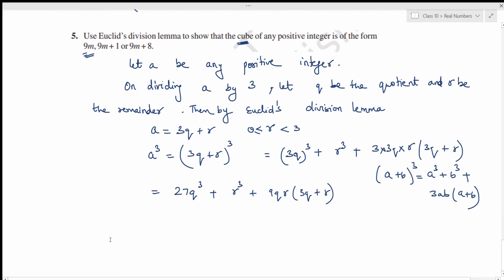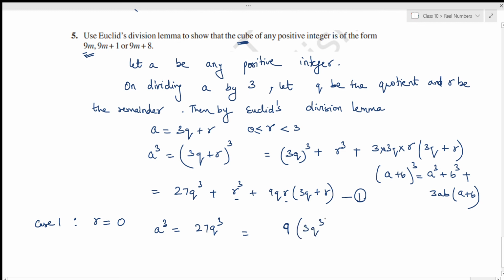Now we'll use the cases. We will have 3 cases based on the remainder. Case 1 is R equal to 0. When R is equal to 0, A cube will become 27Q cube only. Everything else will be 0. You can name it equation 1. On putting R as 0 in equation 1, I can take 9 common, because I need to get it in this form. It becomes 9 into 3Q cube. So let 3Q cube be equal to M. So this will become 9M.